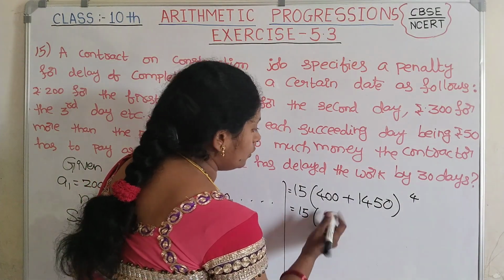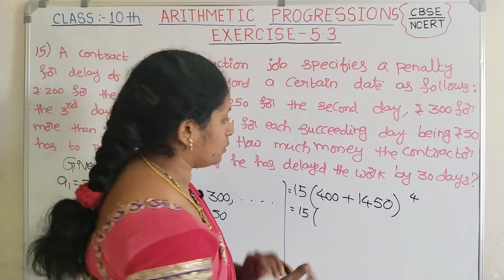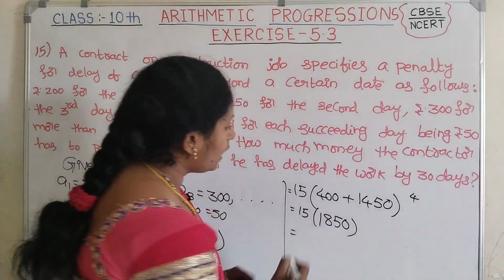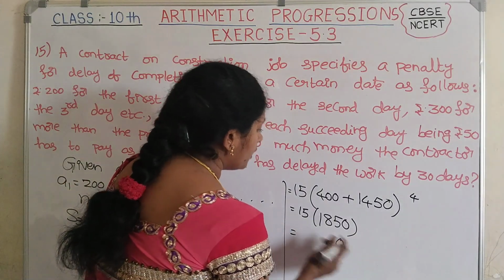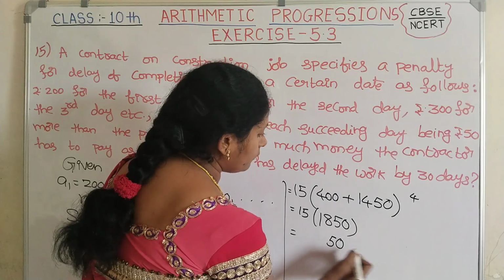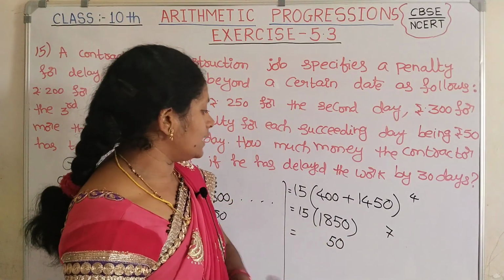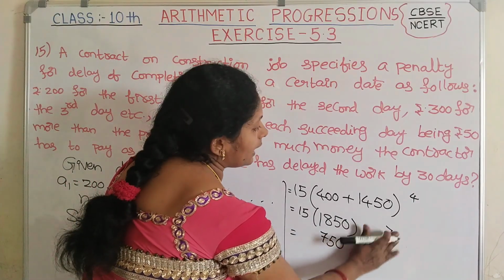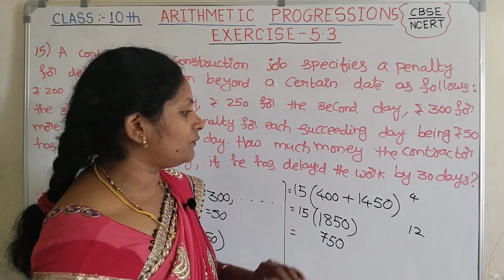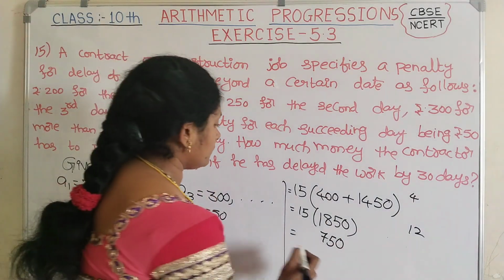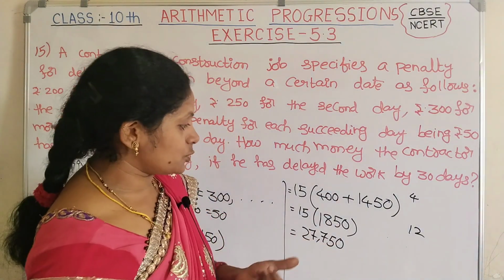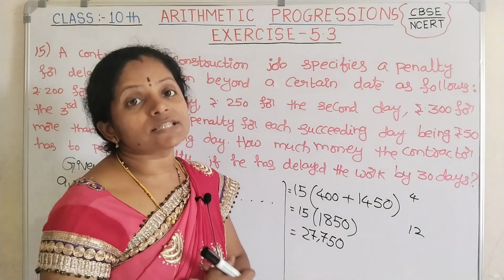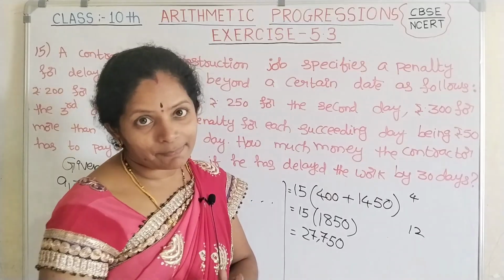Next 15 into 400 plus 1450. It is 1850. 15 into 0 is 0. 15 5s are 75, 5 carry 7. 15 8s are 120. 120 plus 7 is 127, 7 carry 12. 15 1s are 15. 15 plus 12 is 27. How much he has to pay if he delays the work for 30 days? 27,750 rupees he has to pay as the penalty.